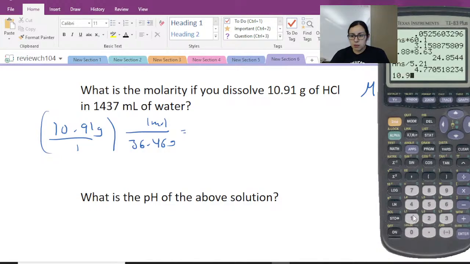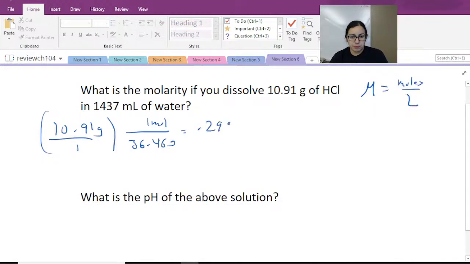Let's see, 10.91 divided by 36. So then I have about 0.299 moles of hydrochloric acid. And so now you're telling me, well, let's do moles over liters. So we had to convert this to liters. And so now we're ready to solve for molarity. So 0.299 divided by, just converting this to liters, so 1.437.